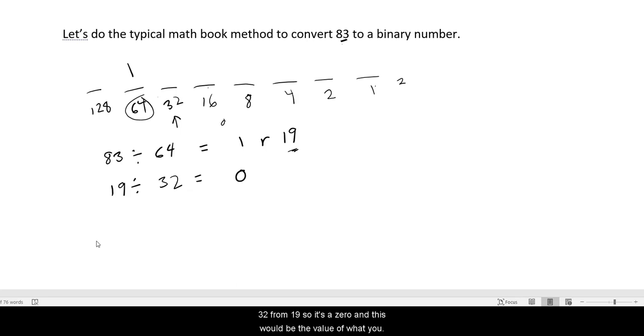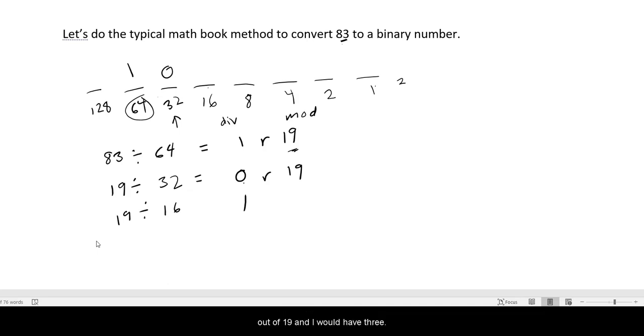And this would be the value of what you get when you do the div command, and the remainder is what you get when you do the mod command. But I would have 0 with a remainder of 19. So I put the 0 here. Okay, 19 divided by 32, I get div is 0. 19 divided by 16, I'm going to have 1. I can take a whole set of 16 out of 19, and I would have 3 left that didn't fit into that set of 16.